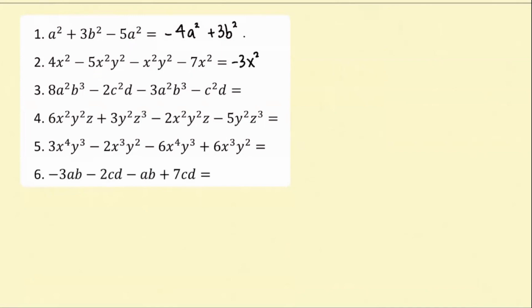As for this two, can they do together? Yep, because their unknowns are the same. X squared y squared, x squared y squared. So this is going to be negative 5x squared y squared minus 1x squared y squared. That makes negative 6x squared y squared. Can they still do minus together? The answer is no, because as you can see, unknowns are totally different.